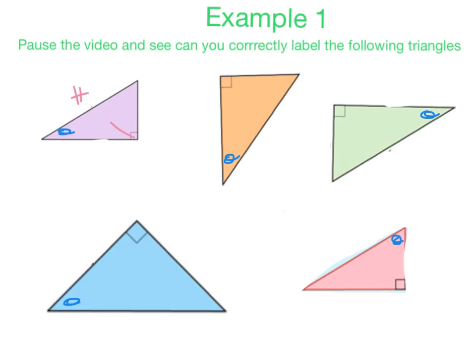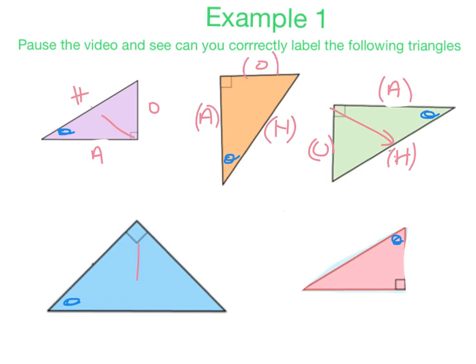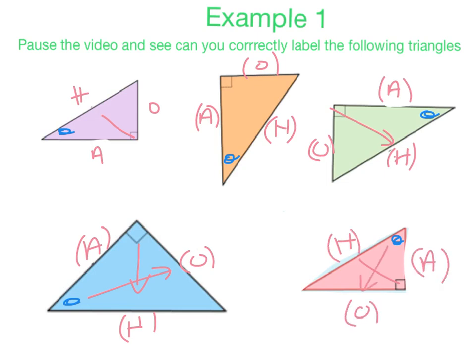Okay, so this is my hypotenuse, this is my opposite, this is my adjacent in the first one. My hypotenuse, my opposite, my adjacent in the second one. My hypotenuse, remember just opposite the right angle. My opposite, my adjacent. So you can put little brackets around them either way. And then I've got hypotenuse, opposite, adjacent, and then hypotenuse, opposite, adjacent. So you can see depending on where the angle is, that really changes things.